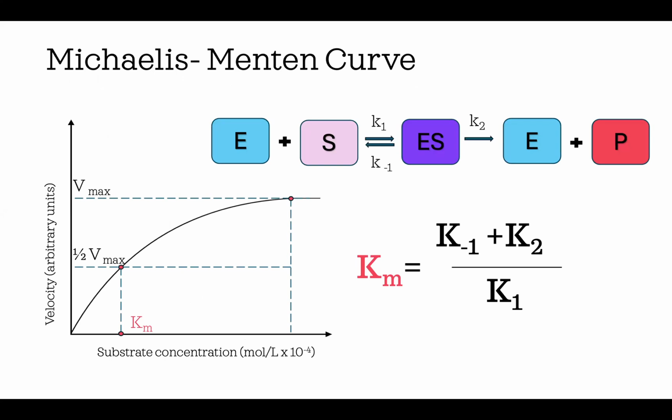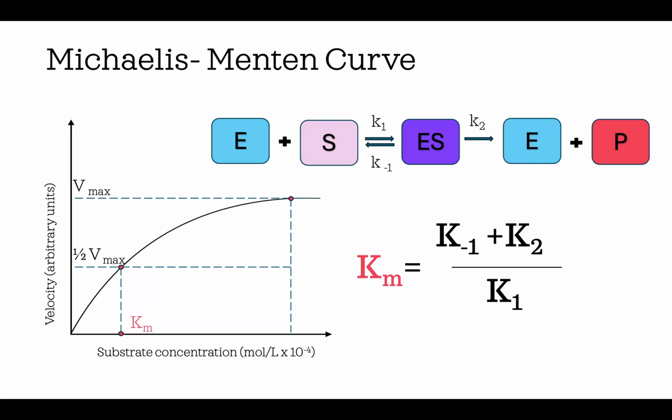So, the Michaelis-Menten curve. Let's talk about some important definitions first. The Michaelis constant, Km, as you can see here, this is the equation: K minus 1 plus K2 divided by K1. It's the substrate concentration at which the reaction proceeds at half of its maximum velocity. It's a measure of the affinity of the enzyme for the substrate. So a lower Km indicates higher affinity, meaning that the enzyme binds more tightly to the substrate.